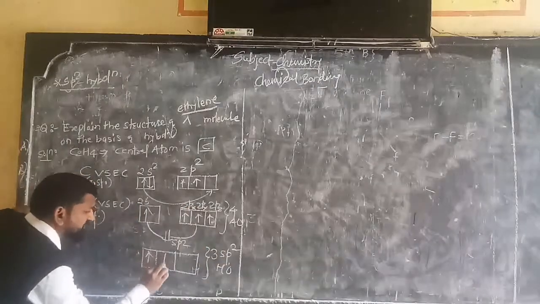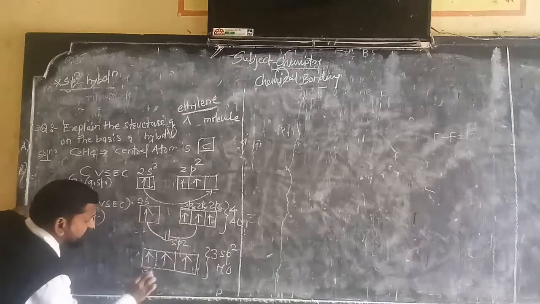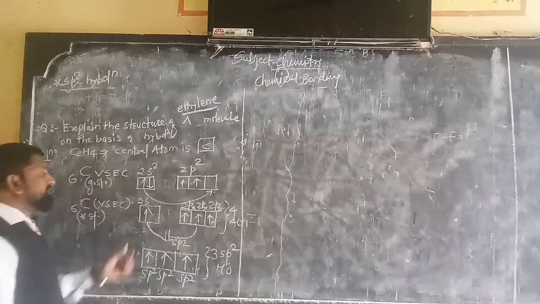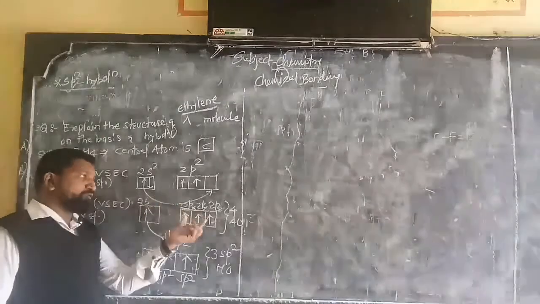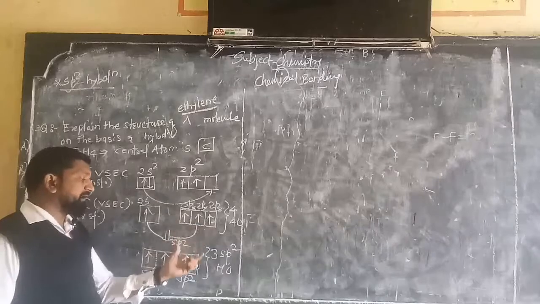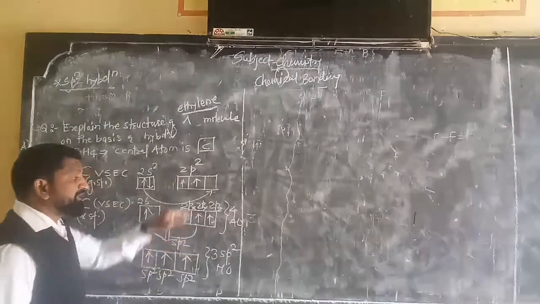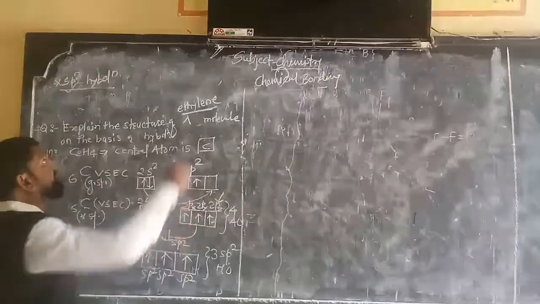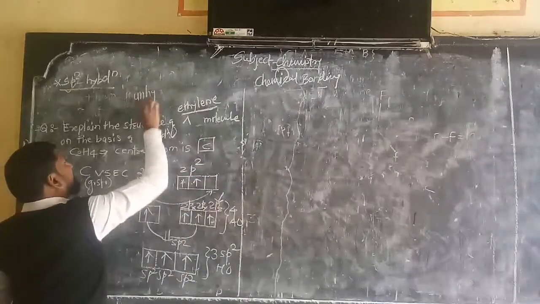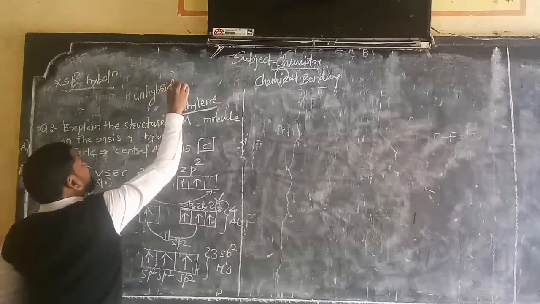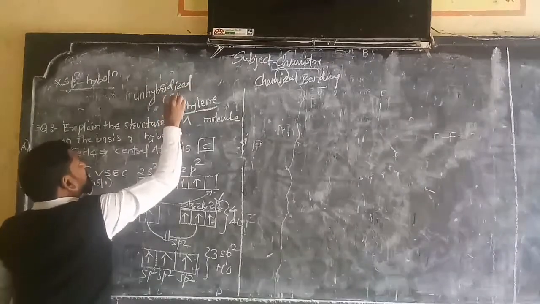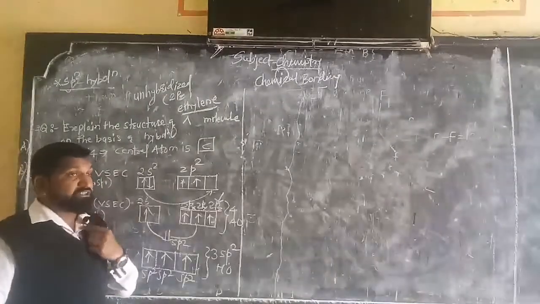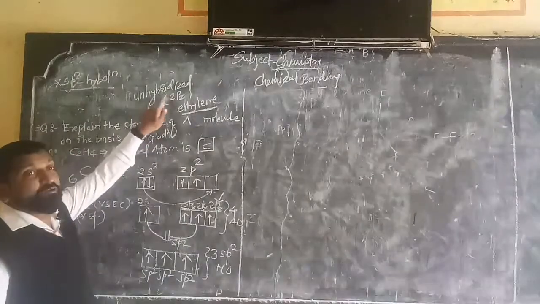So it will be like this: sp2, sp2 and sp2. Now keep in mind one 2s and two 2p atomic orbitals took part in the sp2 hybridization. Here this 2pz atomic orbital remains unhybridized. What I am writing? Unhybridized. What is that atomic orbital? 2pz. This 2pz orbital did not take part in the hybridization. So just mark this atomic orbital.